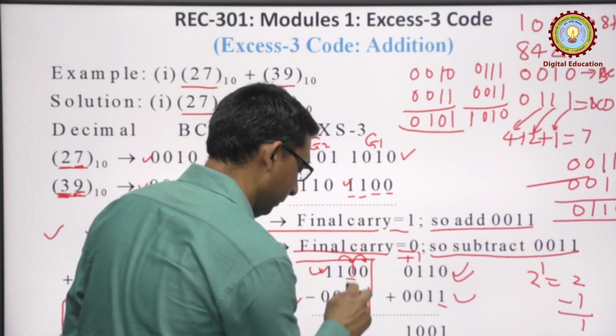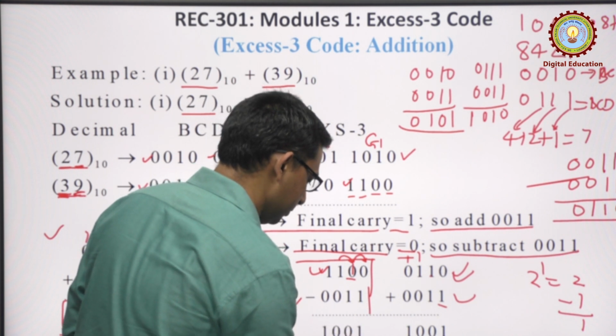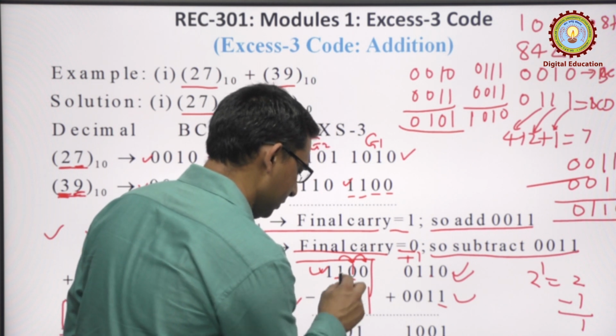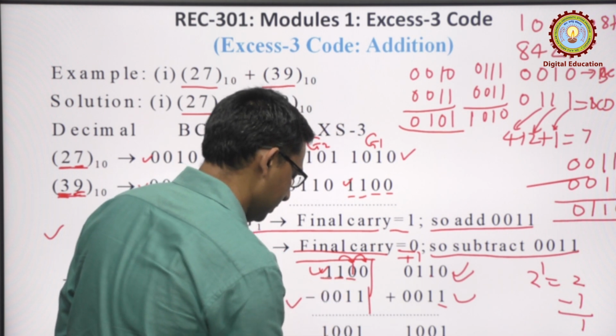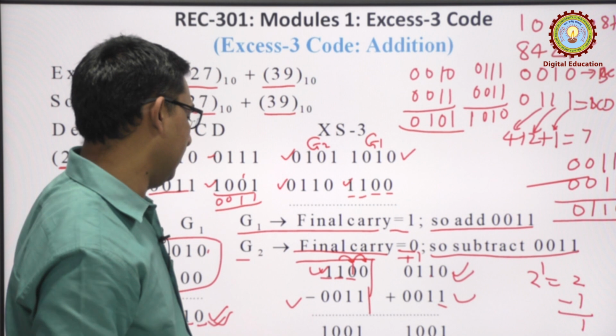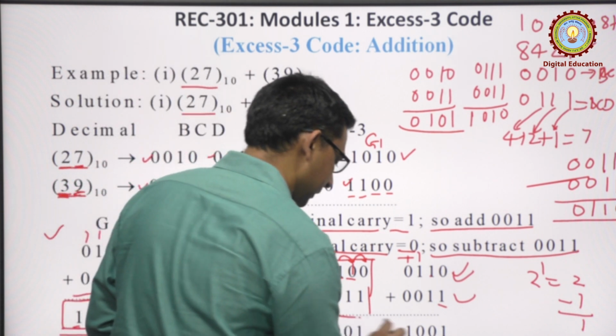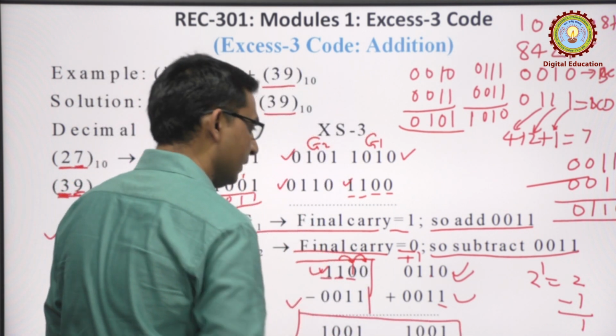Okay. So, 1 minus 1 is equal to 0. So, 0 minus 0 is equal to 0, and this is 1, 1 minus 0 is equal to 1. So, this is the final answer and we can verify whether this is correct or not.